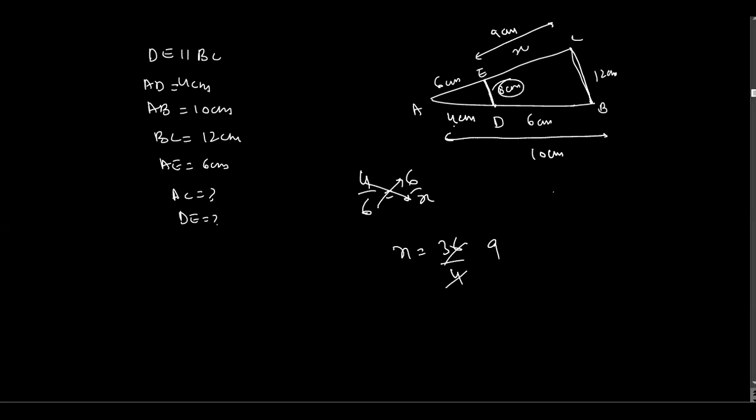So what will DE be? That would be 4 upon 10, 4 upon 10 will be equivalent to x upon 12. So when you multiply, you will get x is equal to 12 into 4 upon 10. Okay, beta. So x will be equivalent to 48 upon 10, so that would be 4.8. It will not be 8, beta. It will be 4.8.